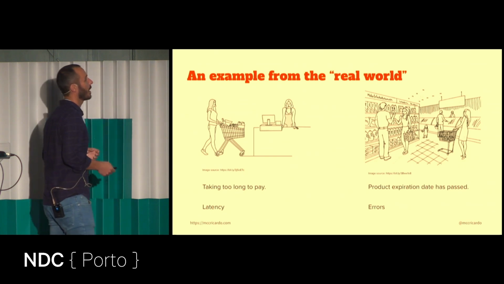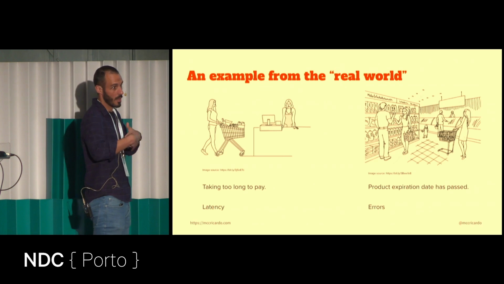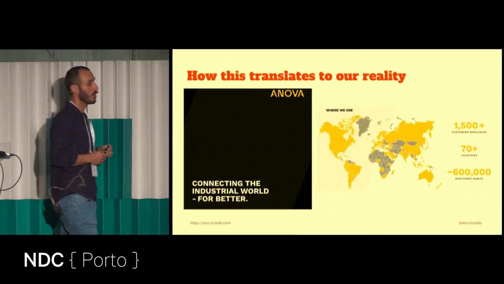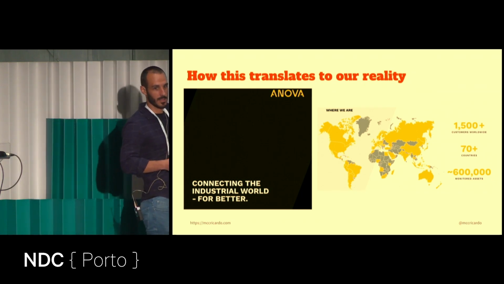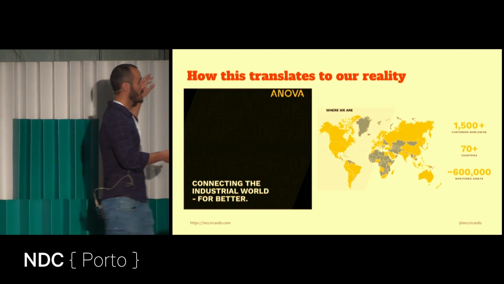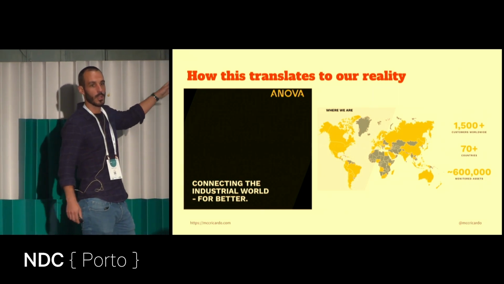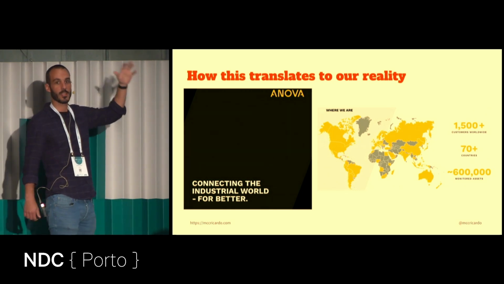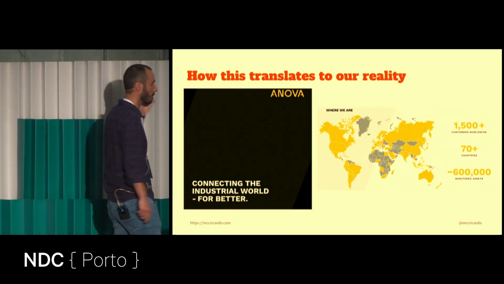So going a little bit further and contextualizing this into my own reality, but it could be your own reality. I work for a company called Anova. Marketing is actually going to kill me because this slide with numbers is slightly outdated. But what we do is we operate in the industrial IoT space. We gather a lot of information from industrial sensors. We process and store that data, and then develop applications on top of those.